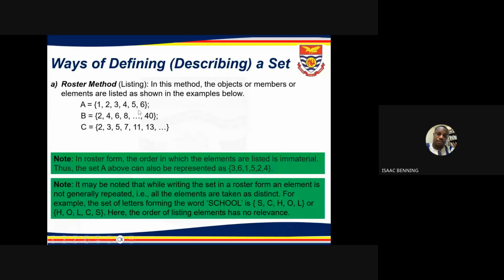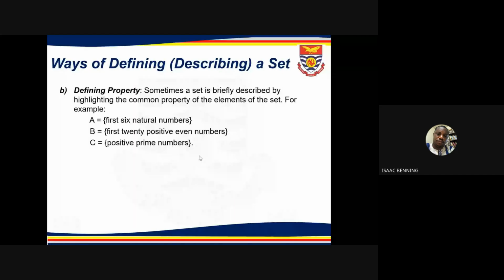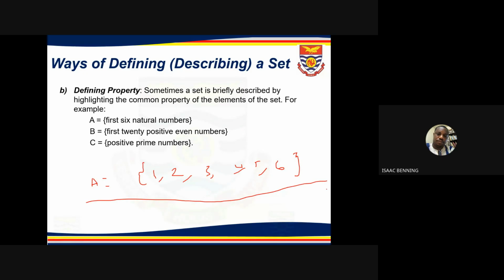So that means we will look at the set. The set we have there is 1, 2, 3, 4, 5, 6. That is set A. So this one is the listing method, or what we call the roster method.